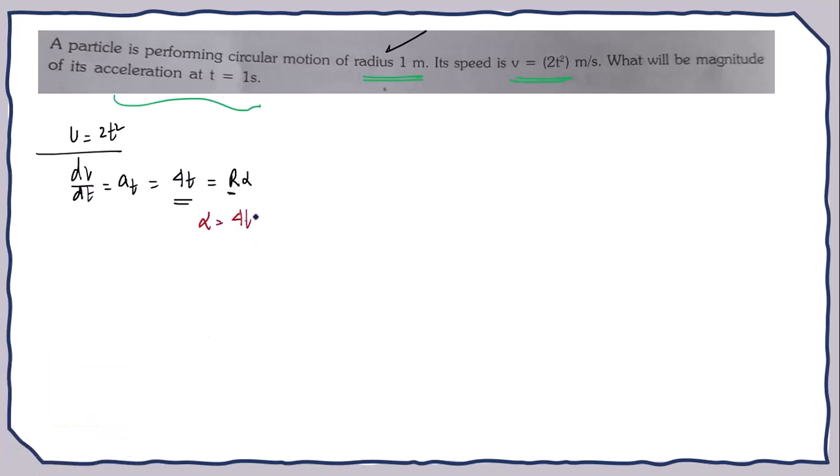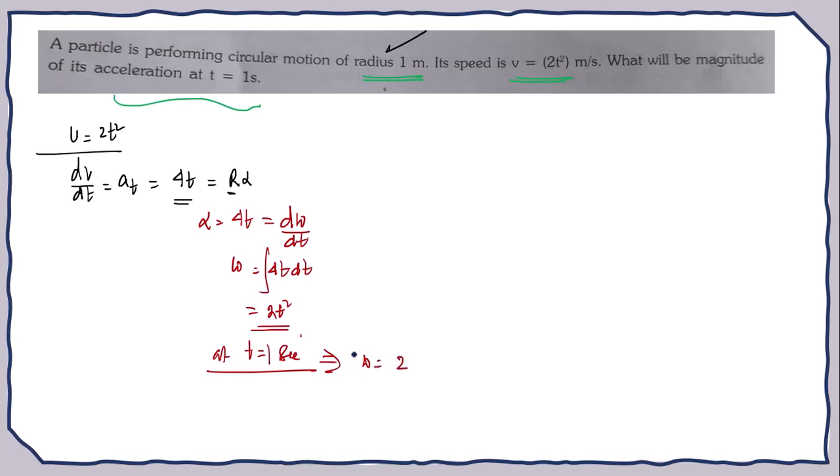So alpha is the time variation, so that is equal to d omega by dt. Okay. So omega should be equal to the integral of 4t dt. Integration gives t square, 4t square by 2 means 2t square. So omega equals 2t square. So at t equals 1 second, omega equals how much? Omega equals 2. Corresponding to that, AR equals how much? Omega square into r. So omega square is 4 meter per second square. So I am getting the value of AR as 4 meter per second square.